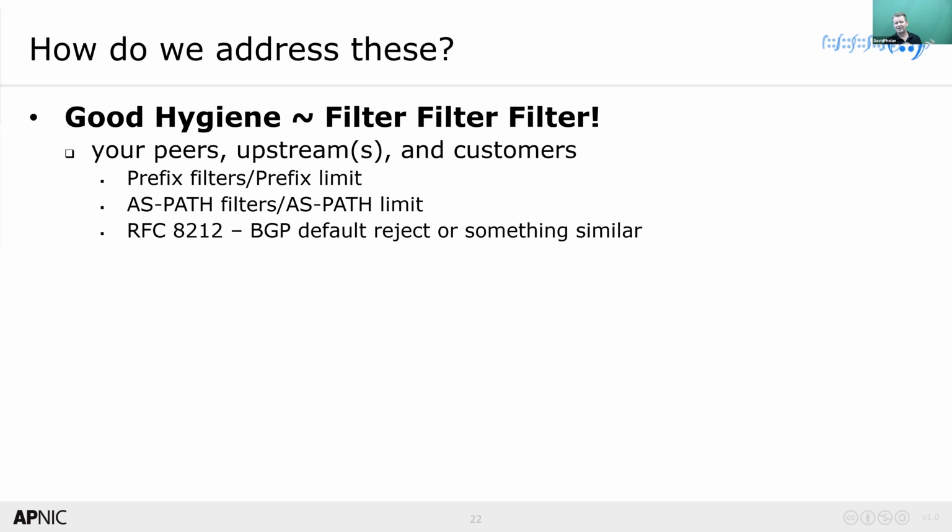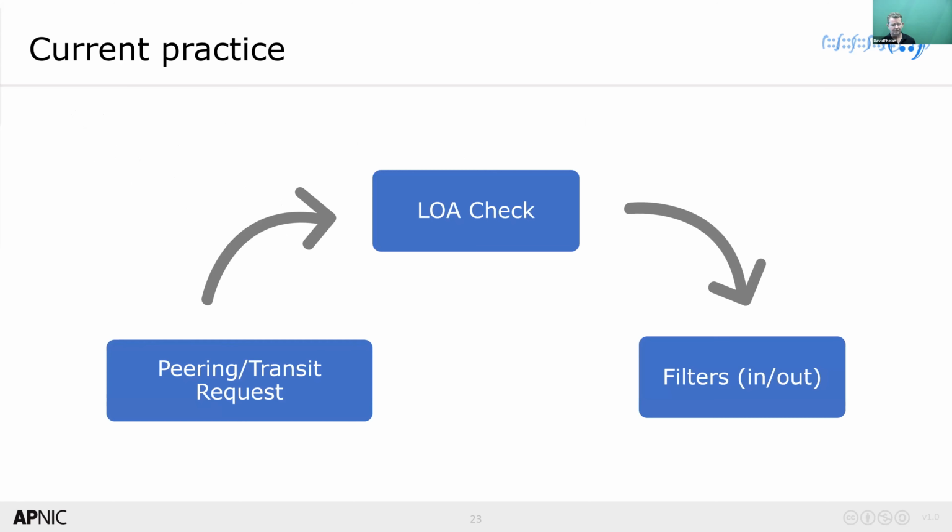So as it currently stands, what are we doing to try and validate that what we're getting from our peers and from our customers is actually correct? If we look at what we do at the moment, you will get a peering or a transit request from your customer. You'll then go and do an LOA check, so verify that what they're going to advertise actually belongs to them and they're allowed to. And then you set your filters up.